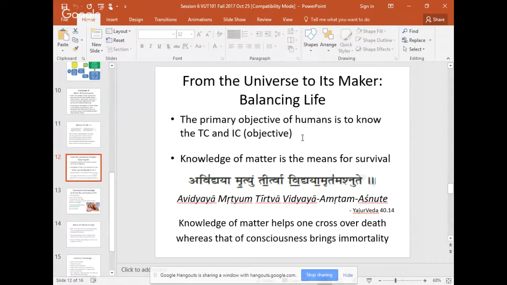But to achieve that, I must survive for a certain number of years of life. And that is the objective of knowledge pertaining to matter. Namely, this is gaining vidya, and this knowledge of matter is avidya, so that I can survive for those many years of life.